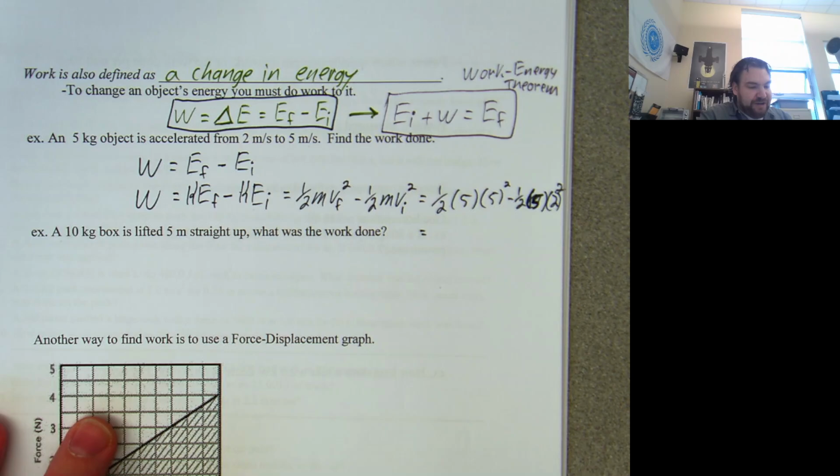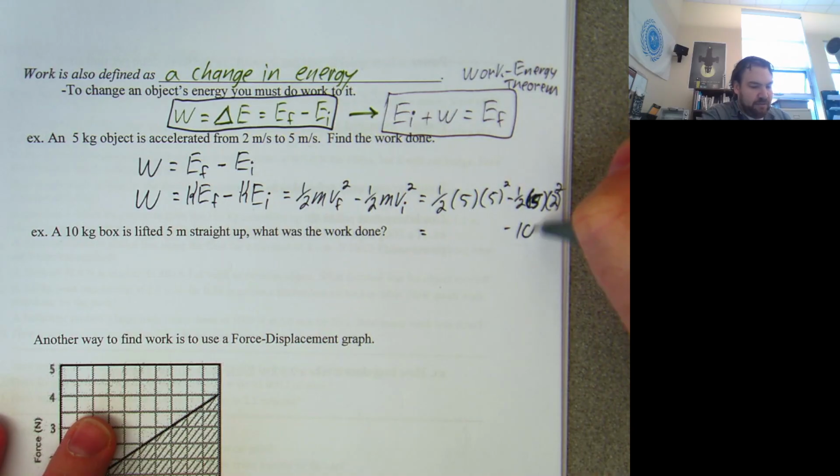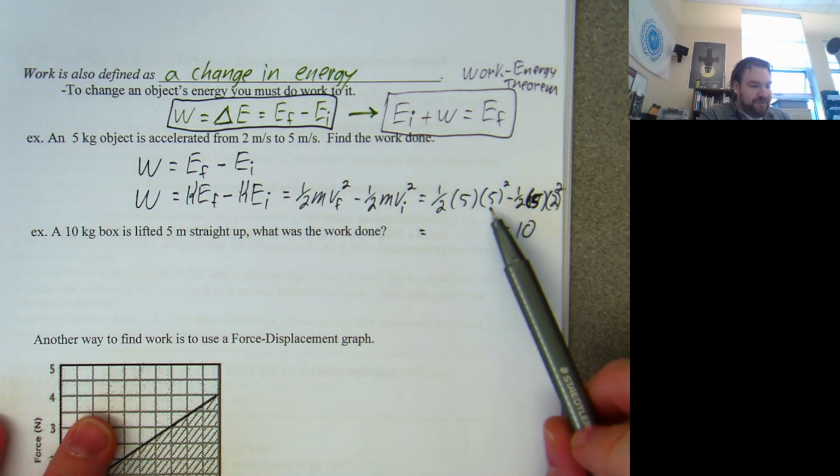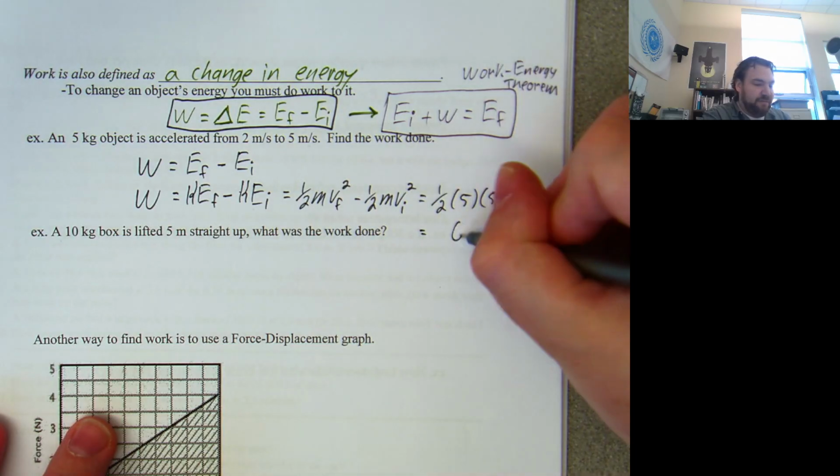So you can run that through your calculator. Well, actually, we don't need to run that through our calculator. 2 squared is 4, times 5 is 20, and half of 20 is 10. 5 squared is 25. 25 times 5 is 125. And then half of 125 is 62.5.